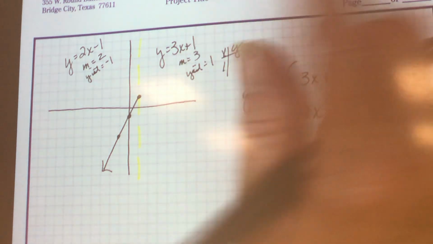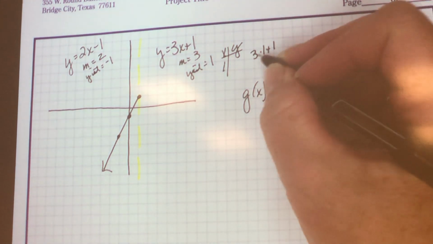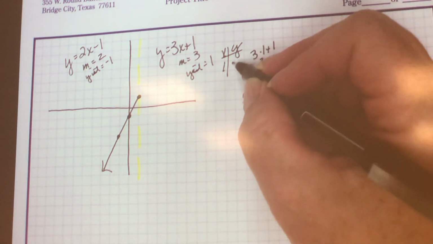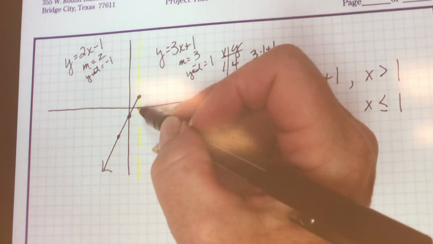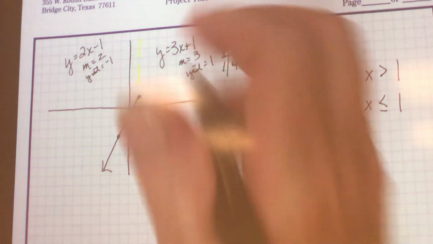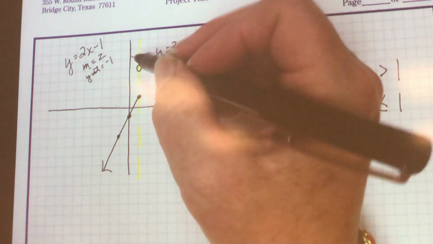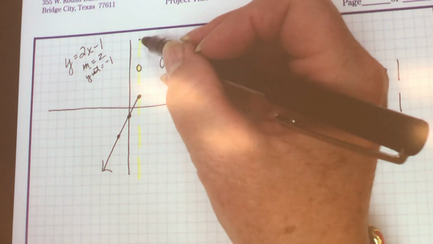3 times 1 plus 1. 3 times 1 is 3, plus 1 is 4. So at 1, he's 4. Is it a solid dot or an open dot? Open. 1, 2, 3, 4. And then I'm just gonna use my slope. Up 3, 1, 2, 3, and over 1.